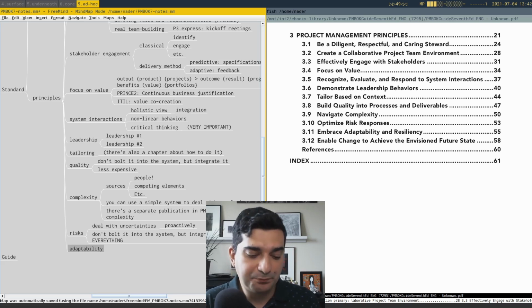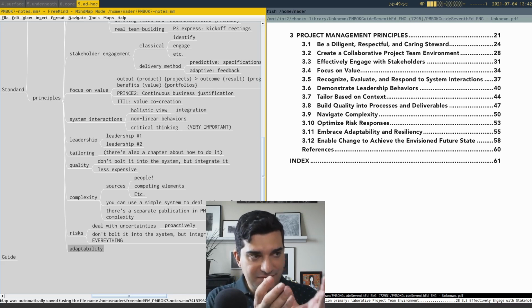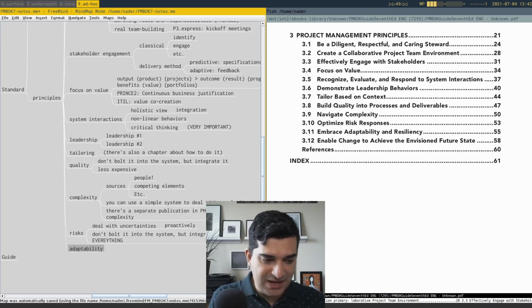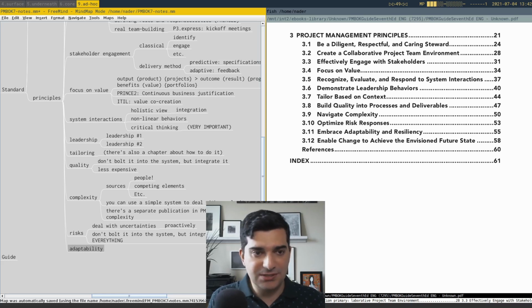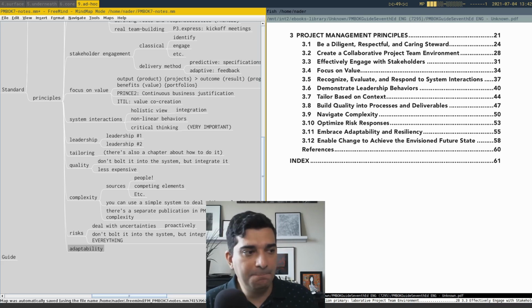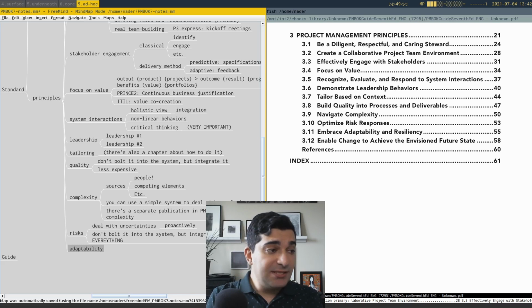to everything. So the goal right now is to have the whole standard and the guide in a way that is applicable to every type of project, both predictive and adaptive. It's not that we are paying more attention to agile projects, it's that we are paying equal attention to everything that is there. Now you may be thinking, if this is so, and we want to support both of them, then why do we have a principle about adaptability?